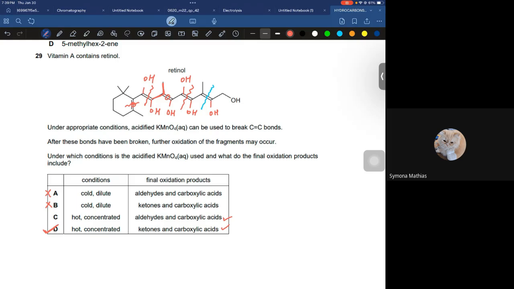You have to identify by yourself which condition applies here. Am I supposed to form carbon dioxide? Am I supposed to form an aldehyde? Am I supposed to form a carboxylic acid? Or am I supposed to form a ketone?